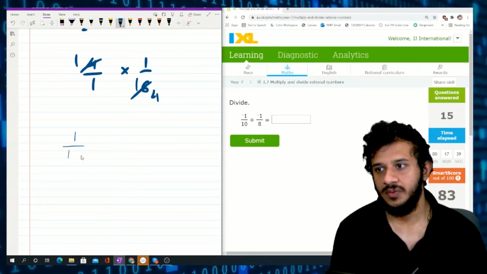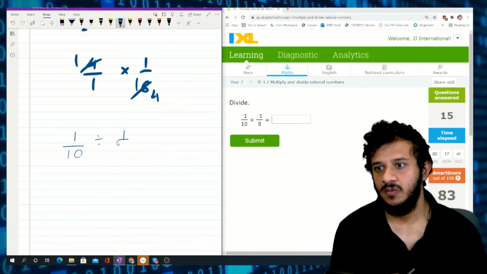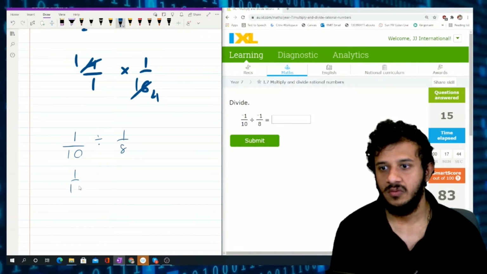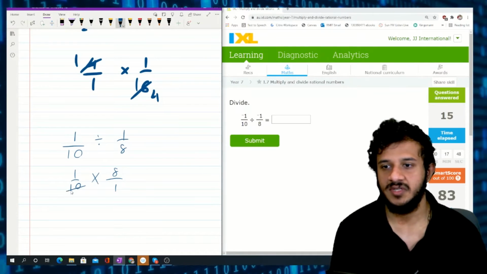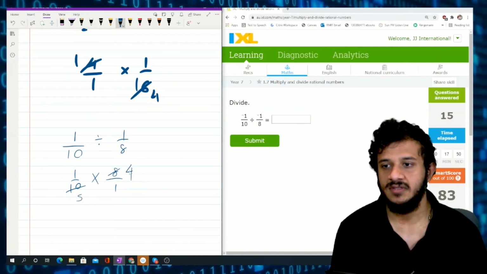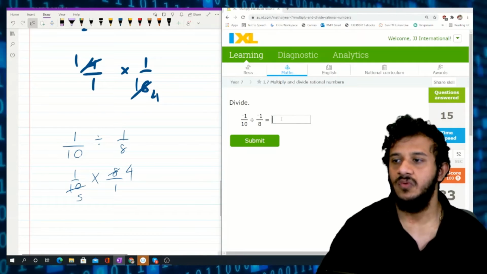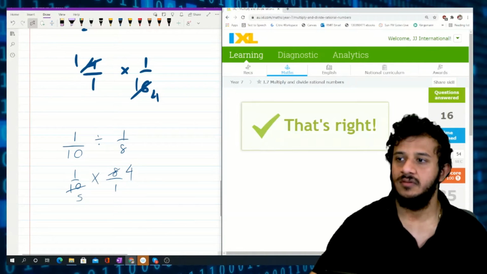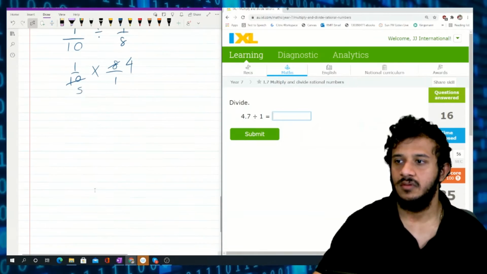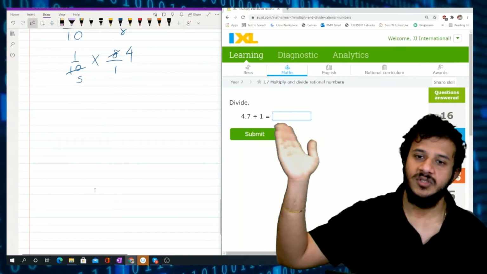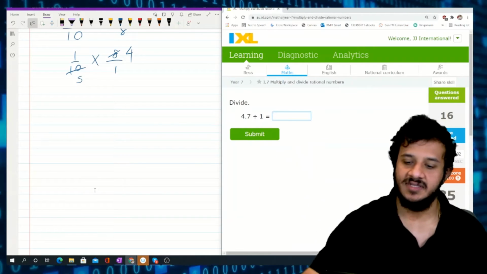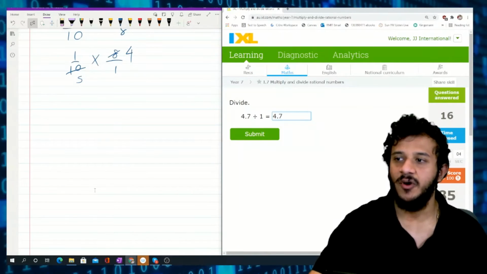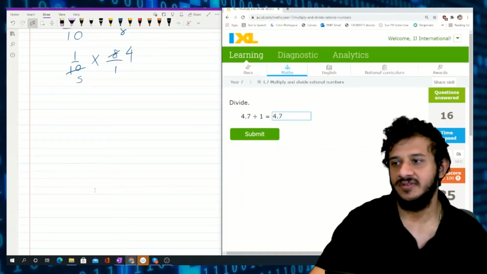1 over 10 divided by 1 over 8, 1 over 10. Division will become multiplication when the right hand side fraction goes upside down. This is a 5, this is a 4. So 4 over 5 is the answer. And positive divided by positive is positive. Anything divided by 1 is itself. Anything multiplied by 1 or anything divided by 1 is itself.